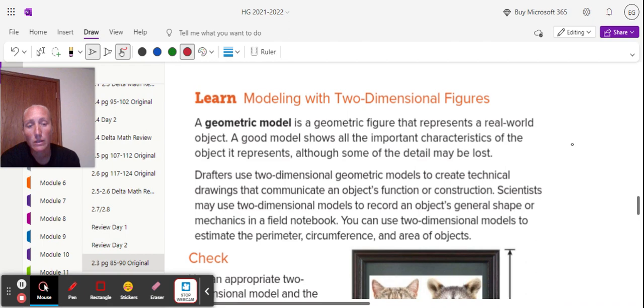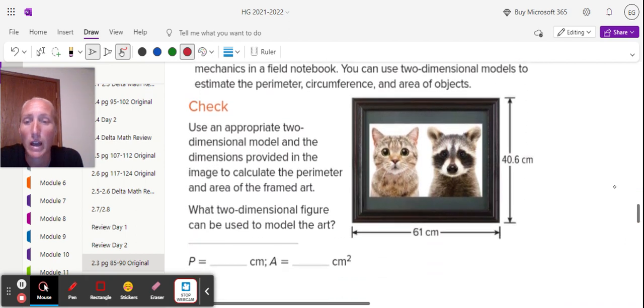Okay, so modeling with two-dimensional figures. What you're going to run into in this case, there's not really a reason to highlight this term here. Just understand we're talking real world objects. What you're going to run into here is some pictures and just understanding what we have. So for instance, in this diagram, without reading anything else, we're going to assume that this picture frame is rectangular.